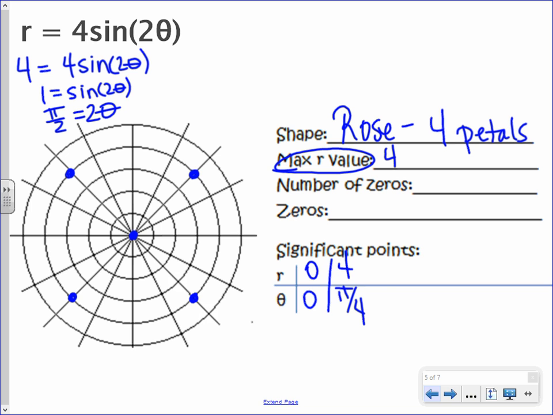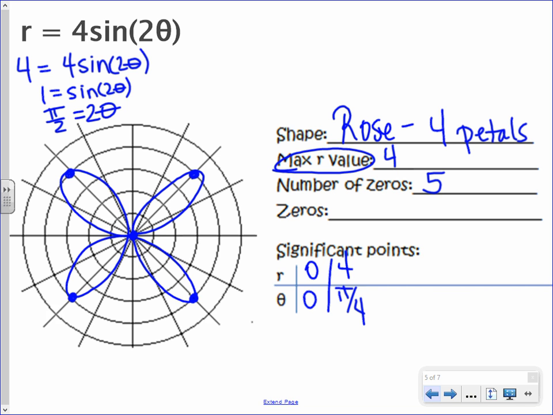Now, please watch me draw this. I'm going to draw it like your calculator would. Okay? Our first coordinate is 0, 0, right? I need you to count how many times we go through the pole. 1, 2, 3, 4. I didn't count the start.